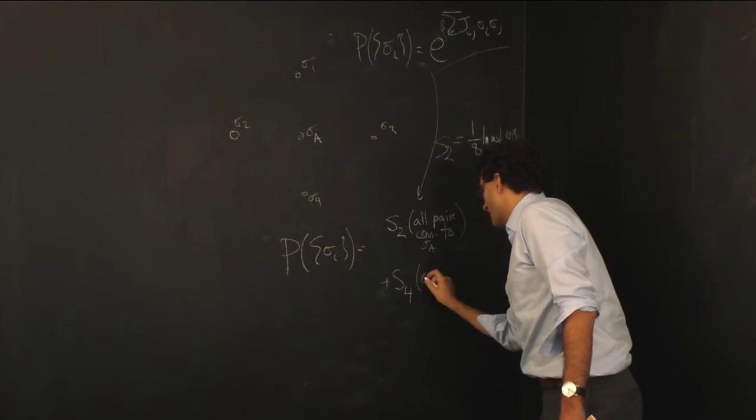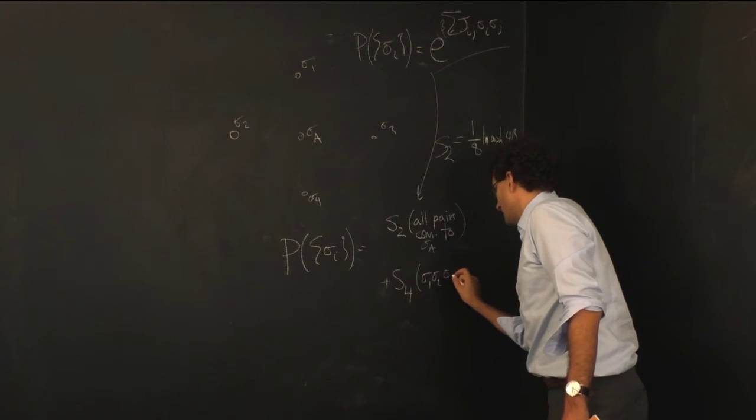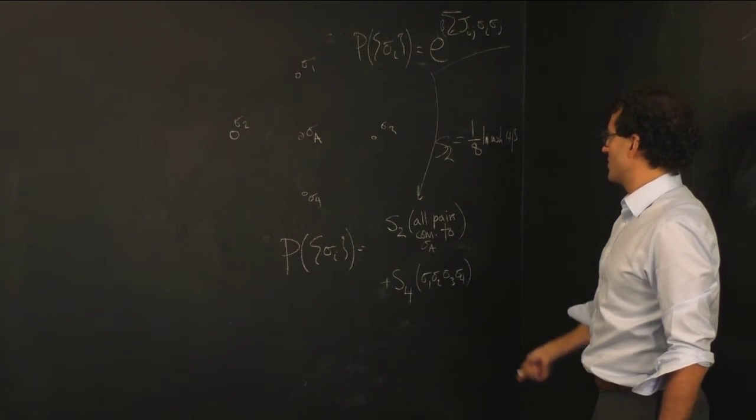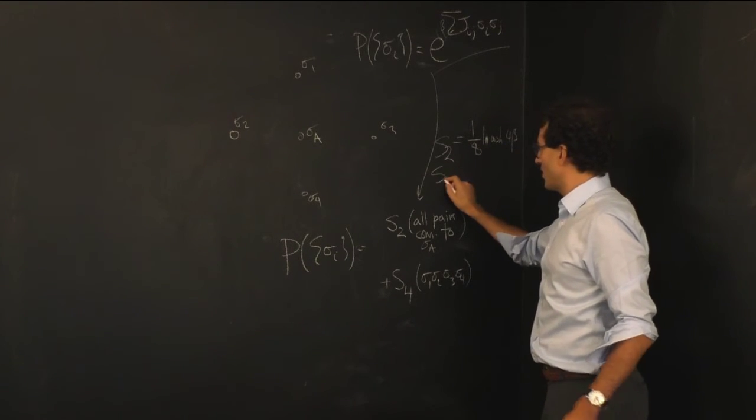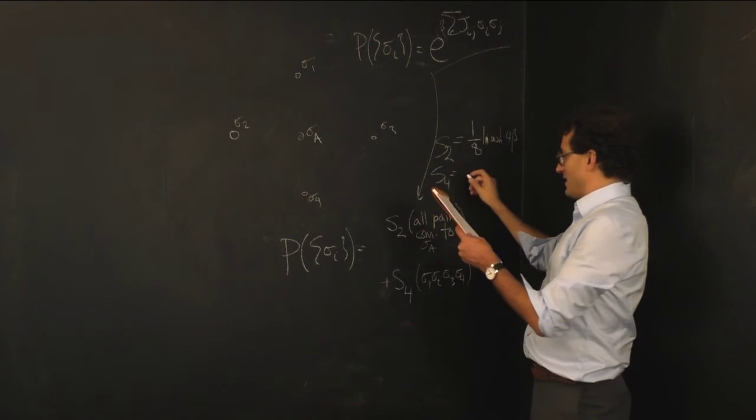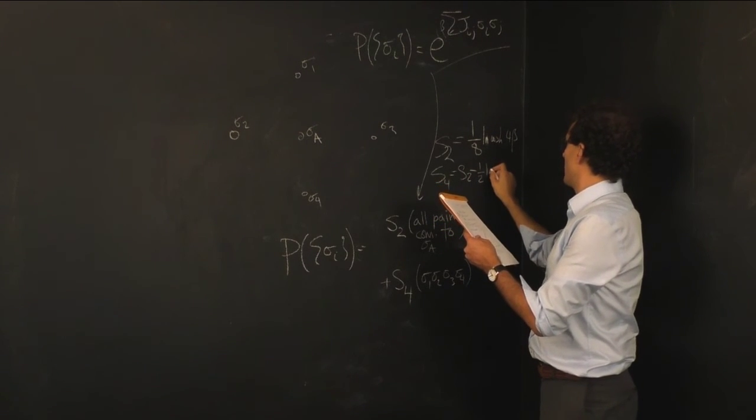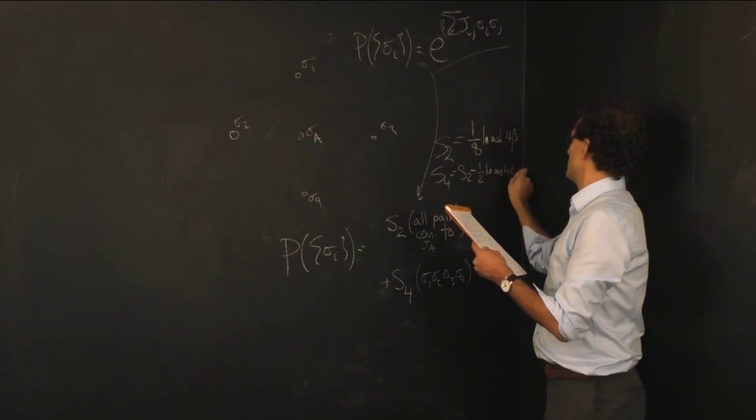And S4 actually connected in a synergistic fashion sigma 1, sigma 2, sigma 3, and sigma 4. And in fact, S4 was equal to S2 minus 1/2 log cosh 2 beta.